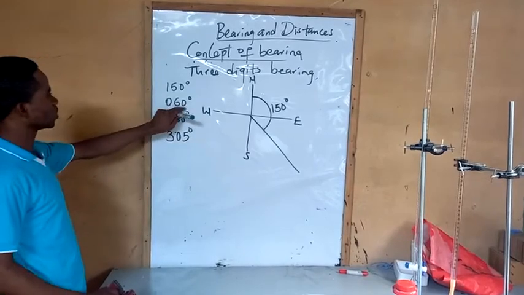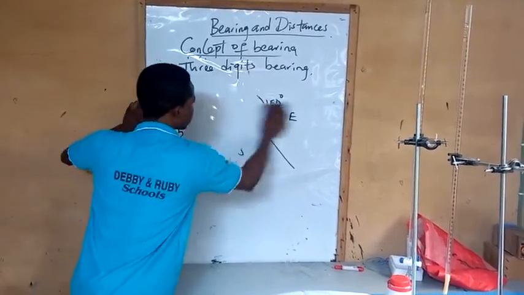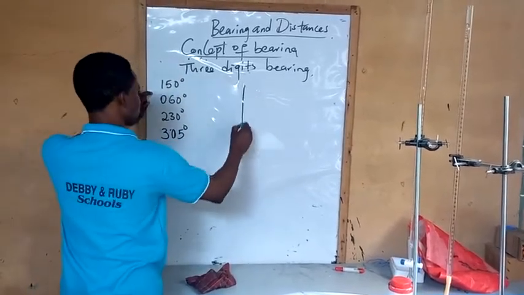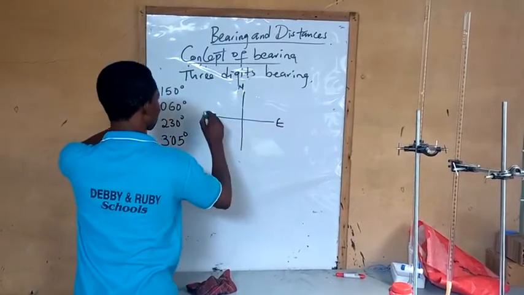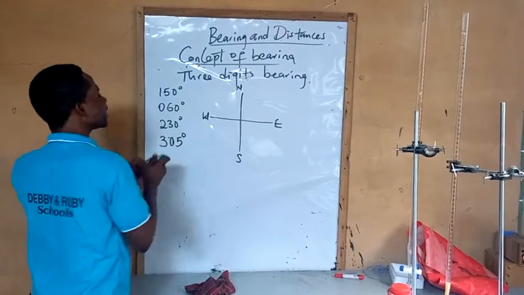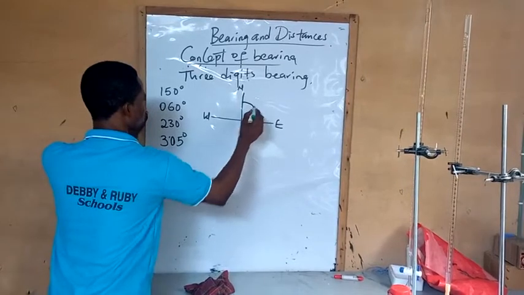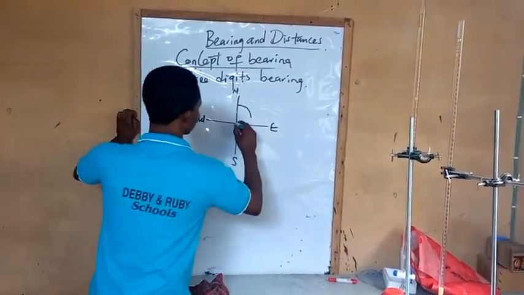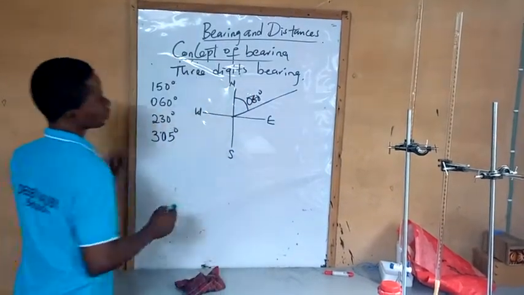When you see 060 degree, how do you draw that? North, east, west, south. 060 degree. Anytime you see 3 digits, always start from the north. So our 60 can stop here. Since they have put 0 here, it's 3 digits. So this is 060 degrees.